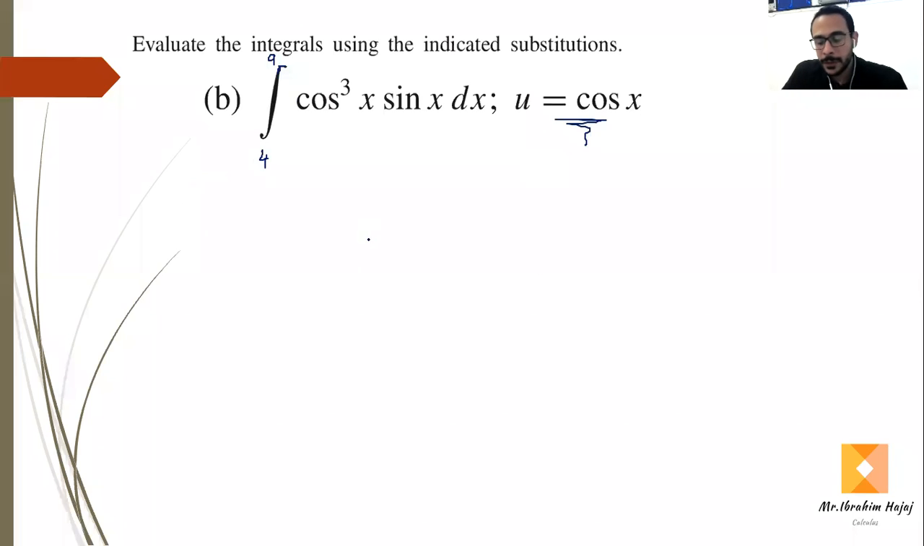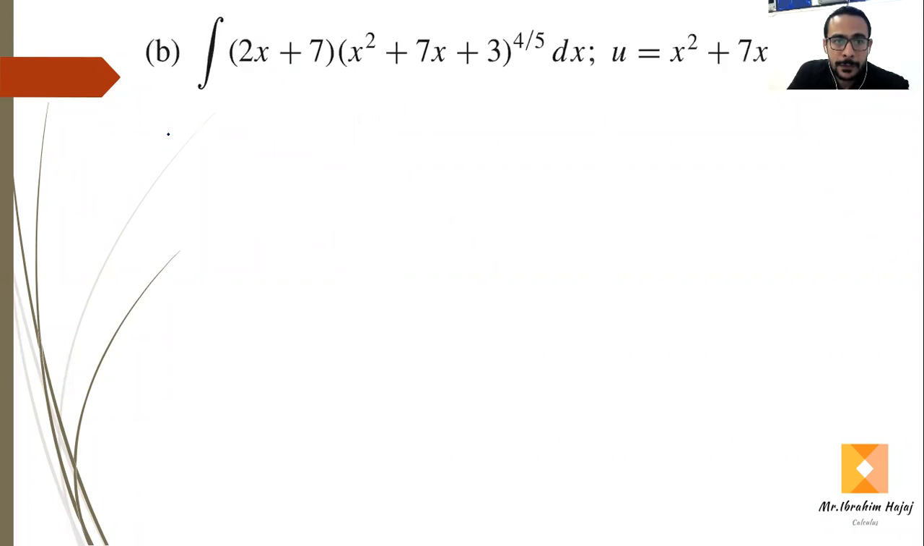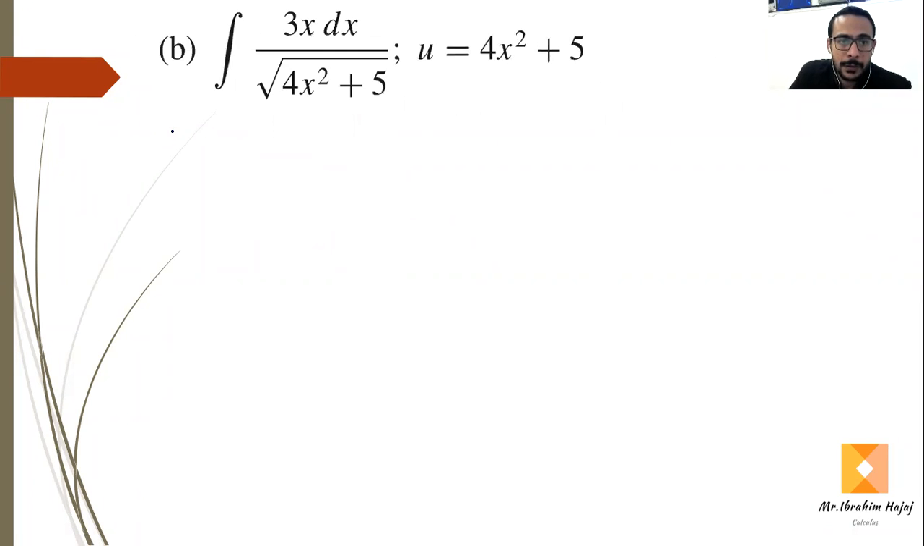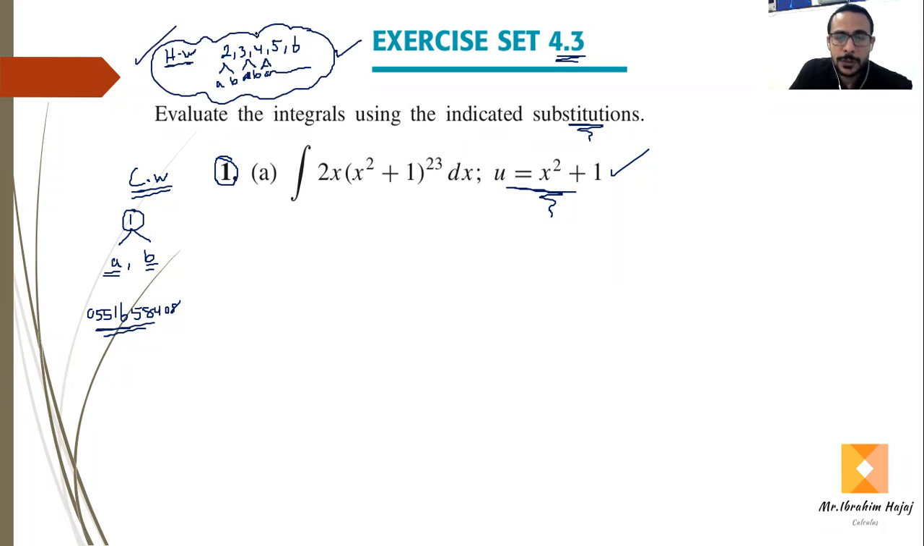Okay, your homework, guys, before I leave and the period is finished. Your homework will be questions 2, 3, 4, 5, 6, A and B. They are in the book, Exercise Set 4.3. Look at the page in the weekly plan. The homework is question number 2, 3, 4, 5 and 6. Each one of them has A and B. So we have 12 questions. Homework, substitution method. Good luck and see you, inshallah.